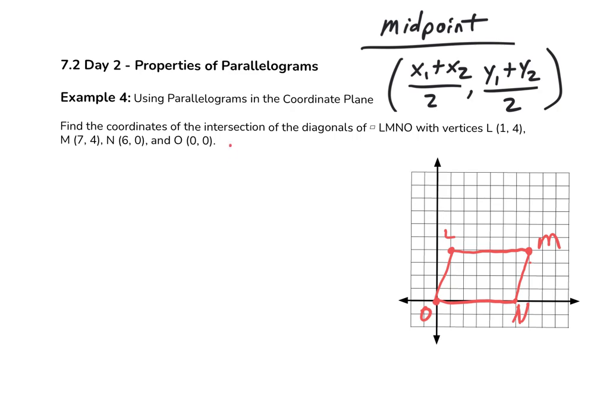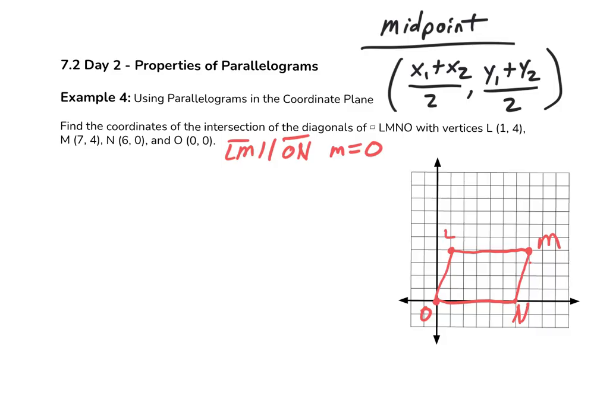And so the first thing I'm going to say here is that LM is parallel to ON because they both have a slope of 0. Remember, little m represents slope, so when I write little m here, it's just an easy way of saying slope. They both have a slope of 0. That's how we know that they're parallel.